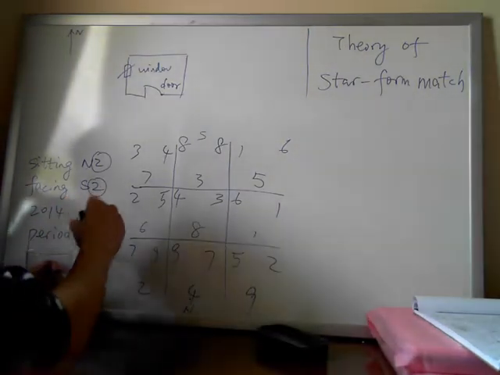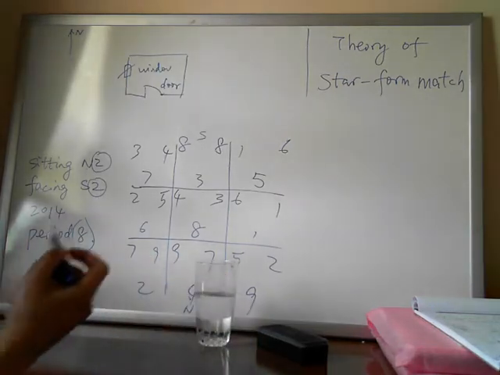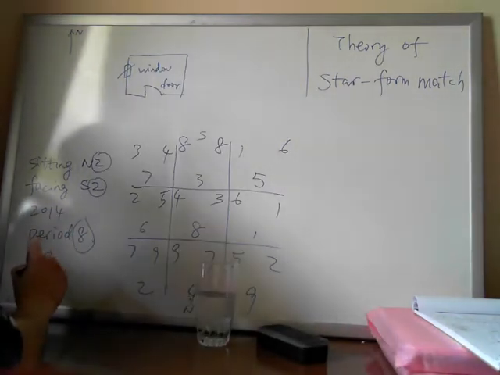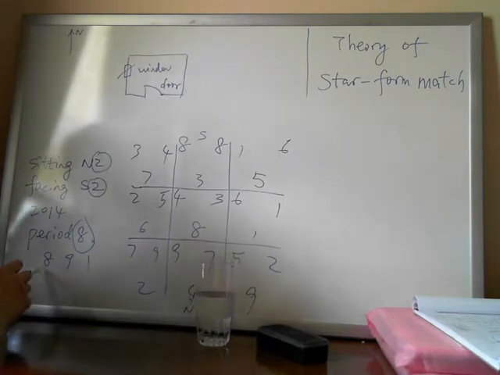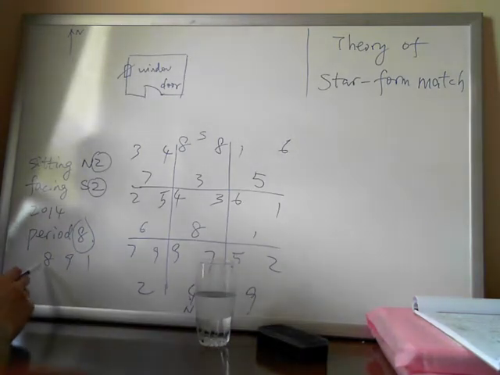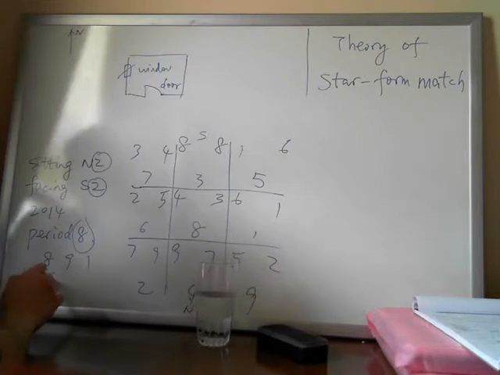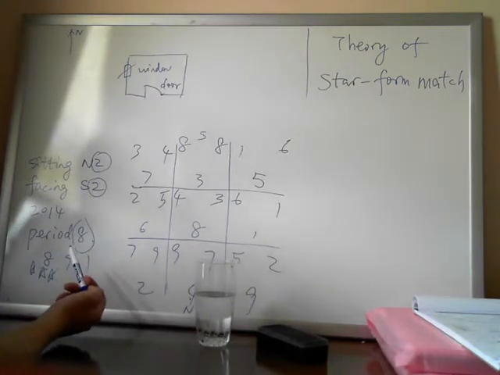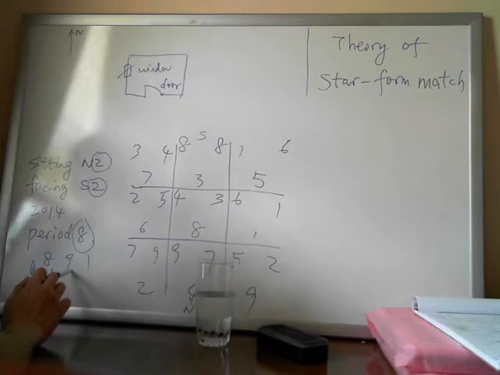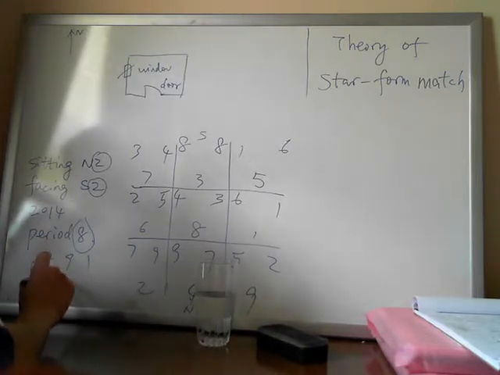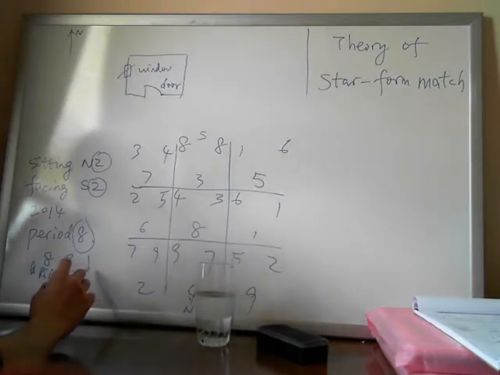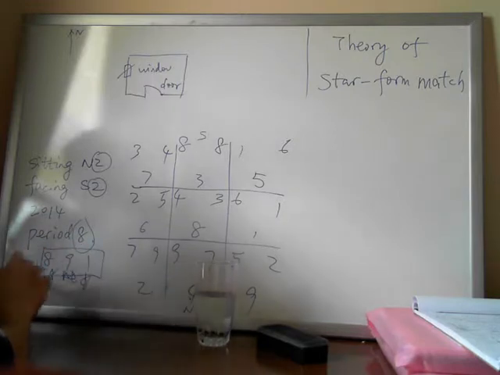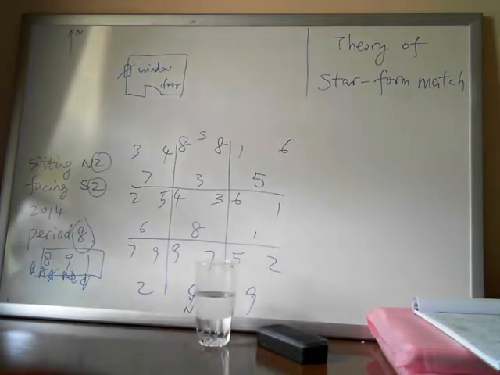For period 8, the strong stars are 8, 9, and 1. Why? 8 is the timely star. Timely star is the strongest. And 9 is the next timely star, right? After period 8, it would be period 9. So 9 would be the next strong. It's an active star, so it's also strong. And 1 is the secondary active star. It's also strong, right? For period 8, 8, 9, 1 are strong stars.